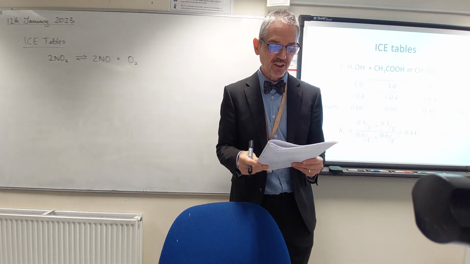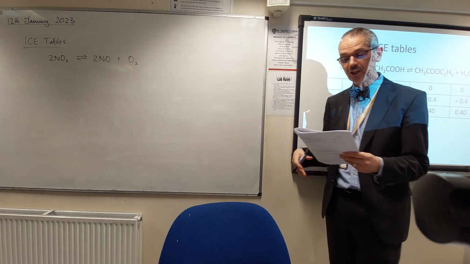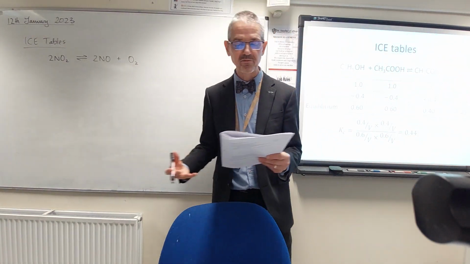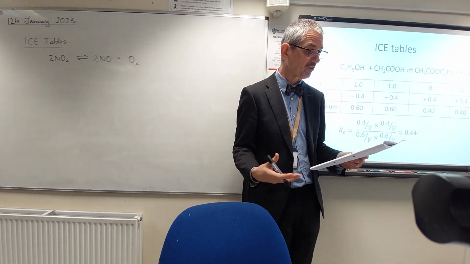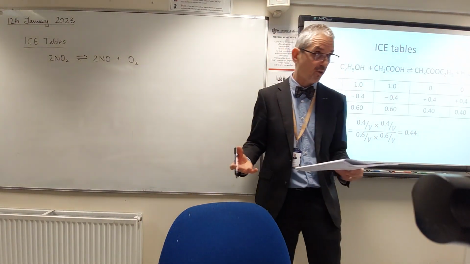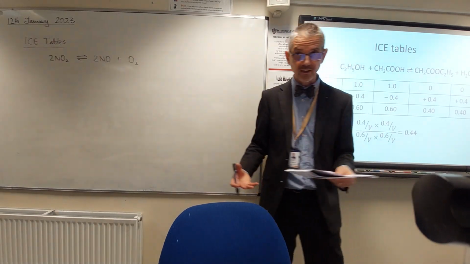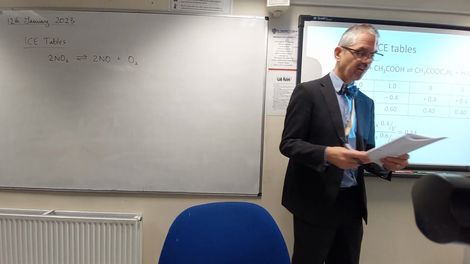21.3 grams of nitrogen dioxide were heated at constant temperature in a flask of volume 11.5 dm cubed. An equilibrium mixture was formed, containing 7.04 grams of oxygen. The first thing we notice is that the question is not phrased in moles at all, it's phrased in grams. That's okay. We know how to convert grams into moles, so let's do that first.